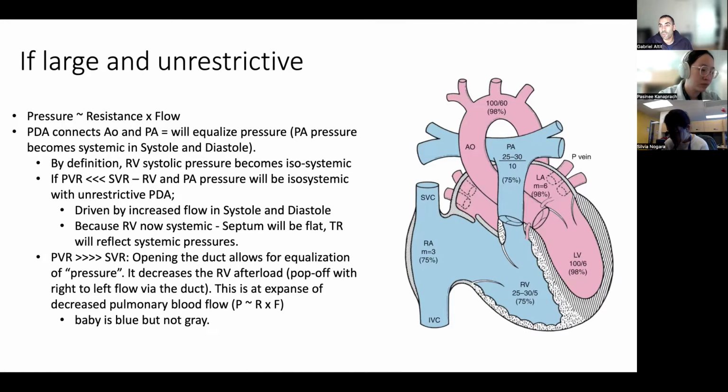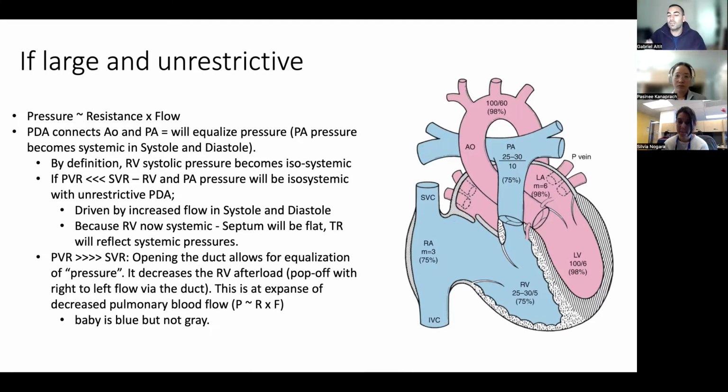And by echo, if your RA pressure is normal, but your LA pressure is very high, and you have a PFO, you can see a very rapid gradient through this PFO. You could measure this with a CW or a PW, and it's going to give you a sense of the differential of pressure between the atria.